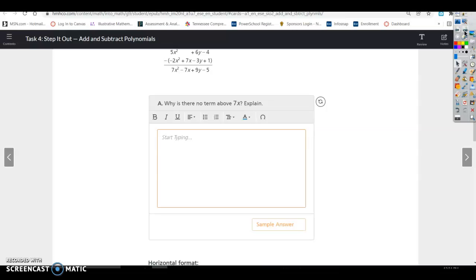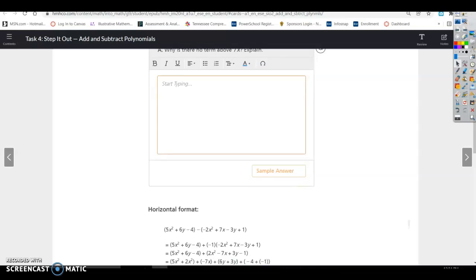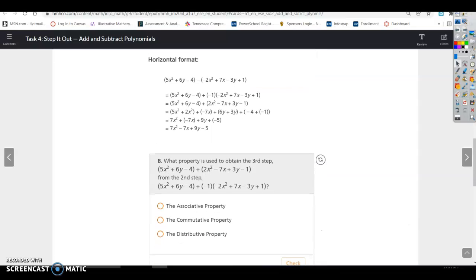Alright, so it says, why is there no term above the 7x? There was no term to combine that with, so they just brought it down. So you only combine like terms with the same variable with the same exponent.